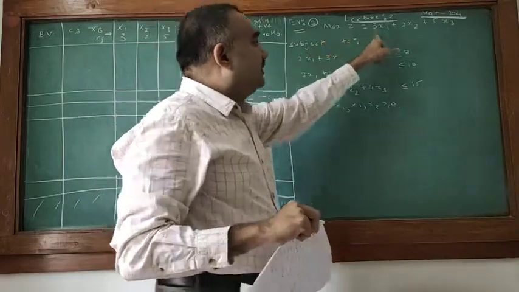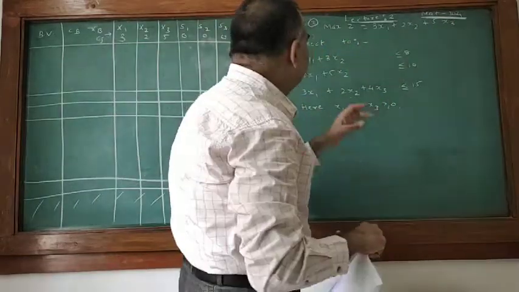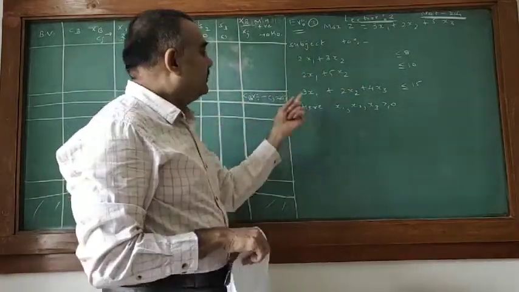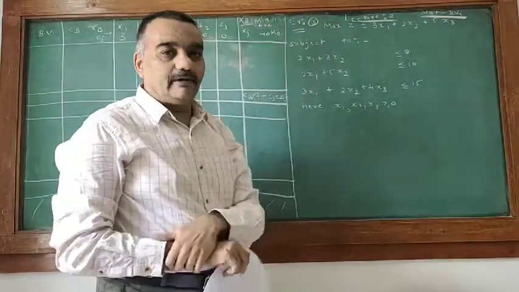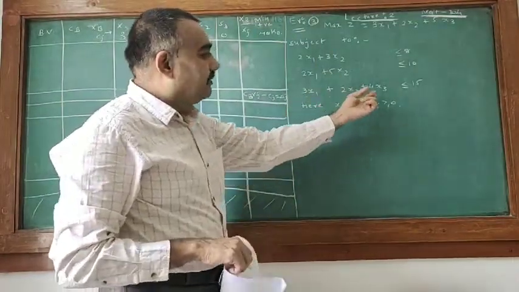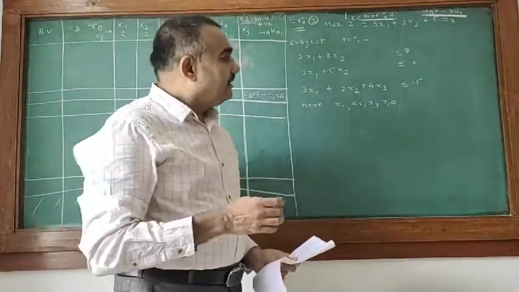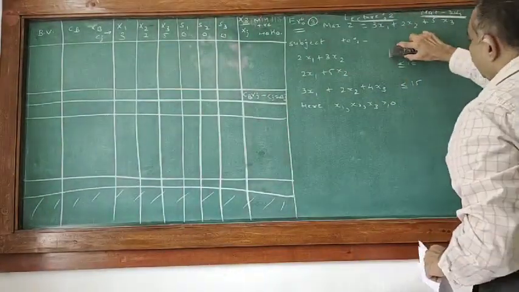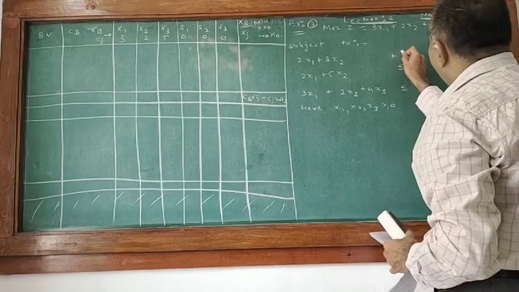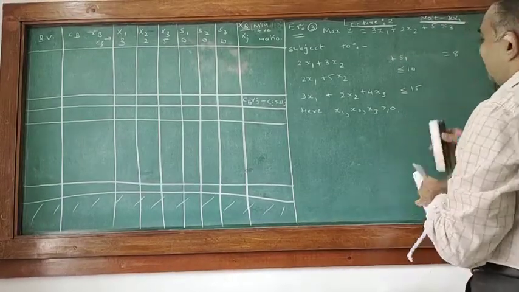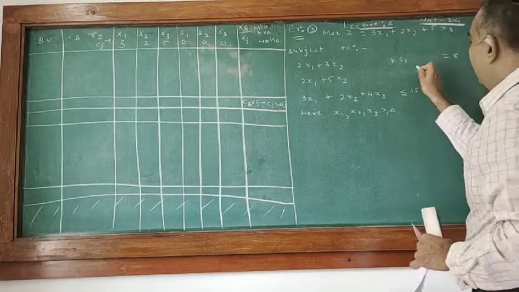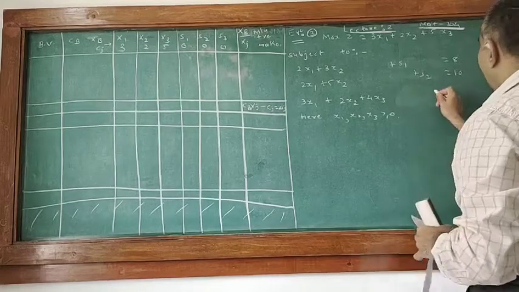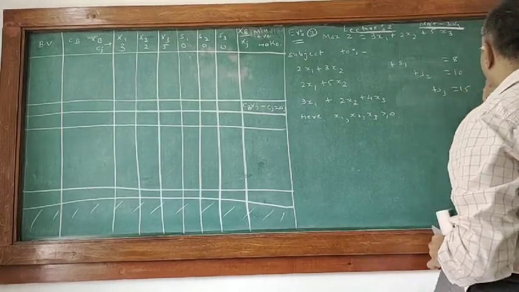Maximize z equals 3x1 + 2x2 + 5x3, subject to 2x1 + 3x2 ≤ 8, 2x1 + 5x2 ≤ 10, 3x1 + 2x2 + 4x3 ≤ 50. So here we introduce a slack variable plus s1. This is a slack variable. Here we add one more slack variable plus s2, and here we add a third slack variable plus s3 equal to 15.